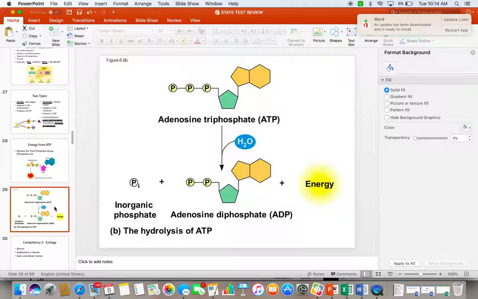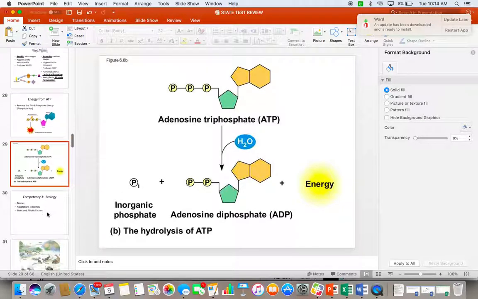The way that happens is by adding water. So in order for us to get energy out of ATP, we've got to have a lot of water. We've got to be well hydrated. And so water helps us out, and that's called a hydrolysis reaction.